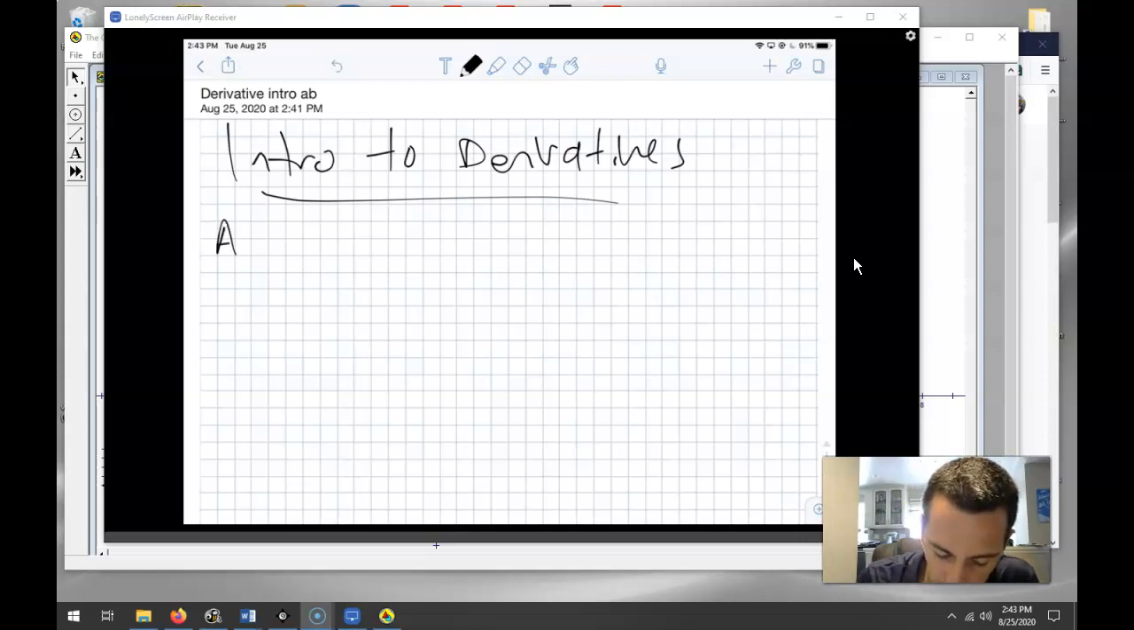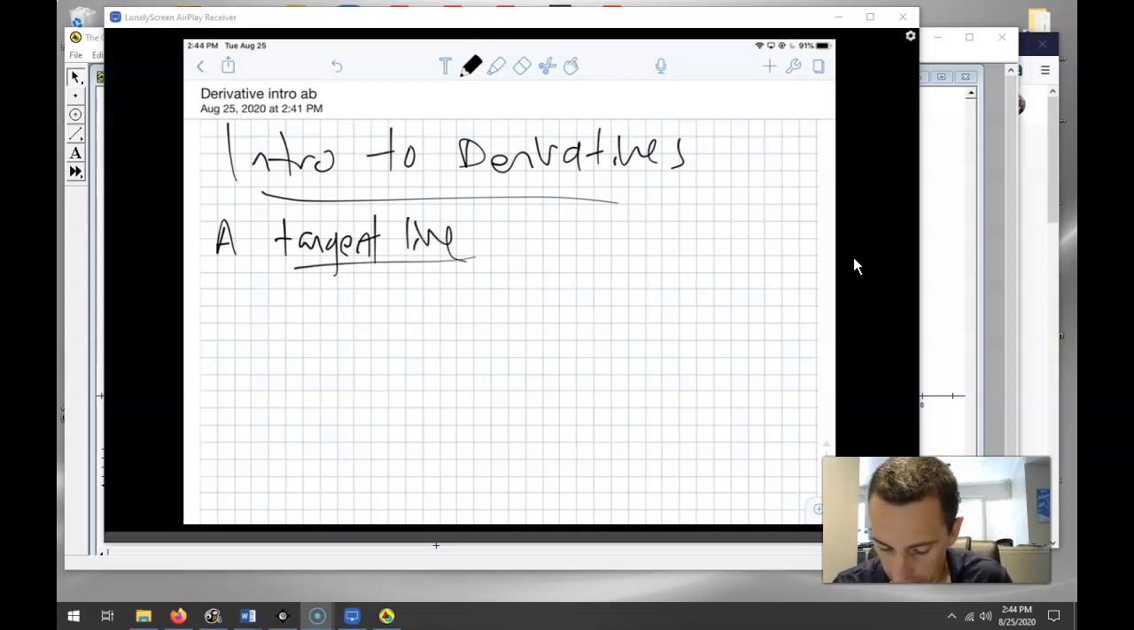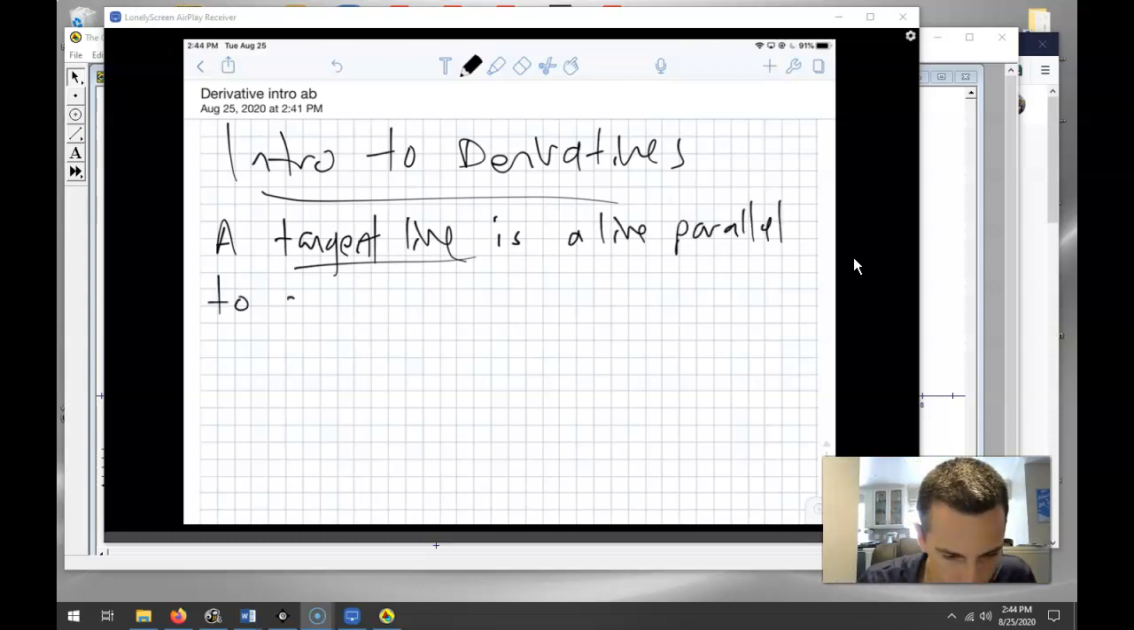So when we say the phrase a tangent line, and this is going to be really big, a tangent line is a line that is parallel to a curve at one point that has the same slope as that curve.